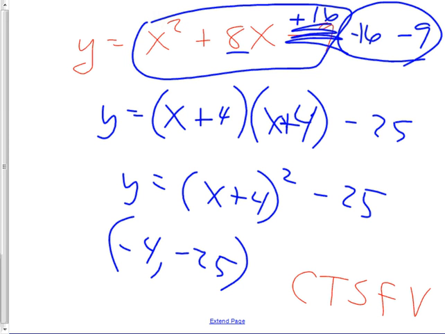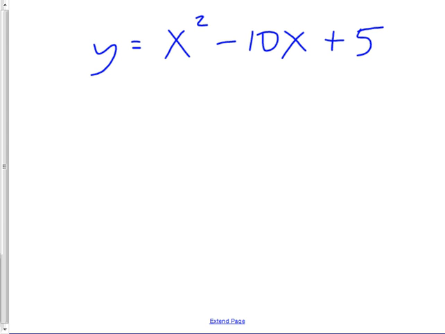All right. Anybody figured out what CTSFV is? Complete the square for vertex. Yes. Now, why am I reminding you of that? Because everybody forgets what we're completing the square for. And so they'll ask on a test, find the vertex. And people will be like, well, I don't know what gives you the vertex. And so I'm trying to give you a way.